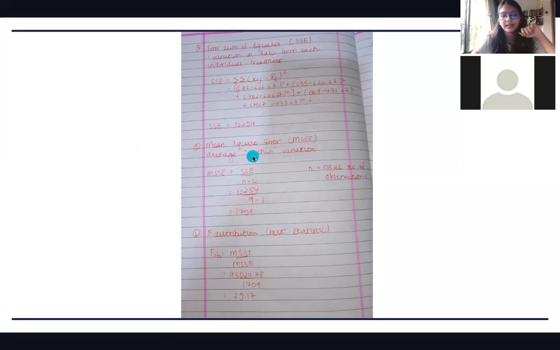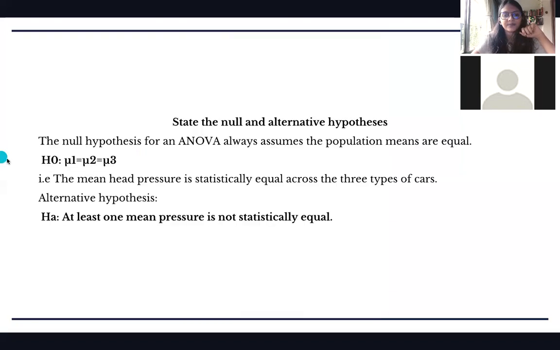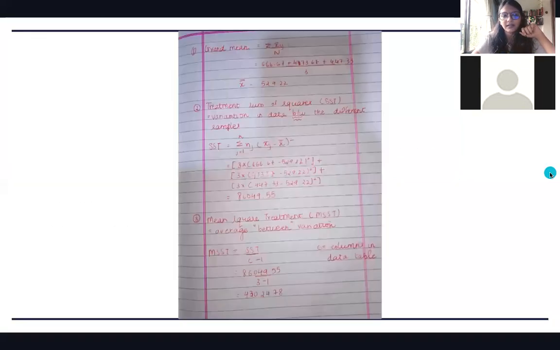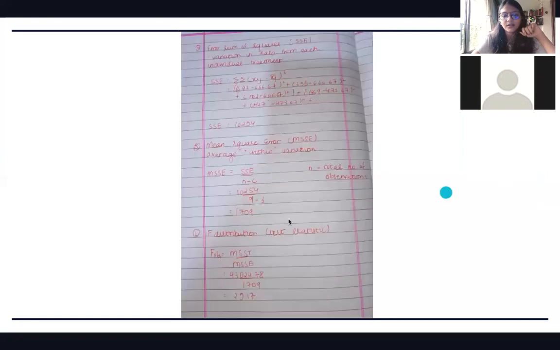Then you find your mean square error, your MSSE. So this is the average within variation. That is, you divide your SSE by N minus C. Your N is the total number of observations. Out here we have 9 total observations, 3 plus 3 plus 3. So 9 minus C. C is your columns. So 9 minus 3, and this is the value that you get.